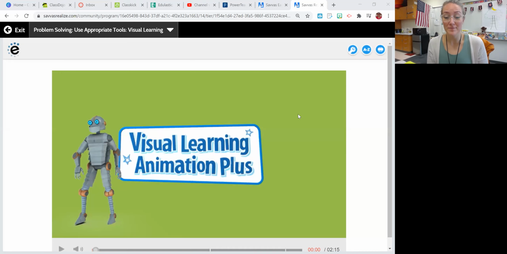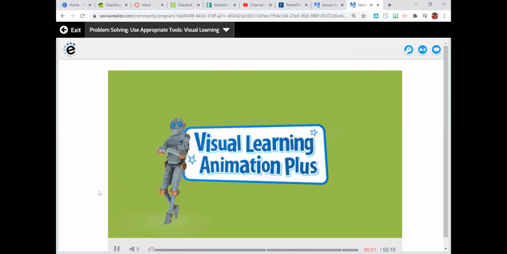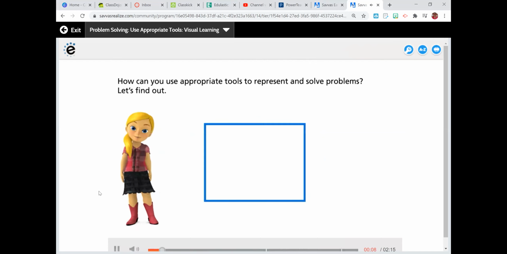Hello, third graders. For math today, we are going to look at using appropriate tools when we're answering word problems. We're going to practice together, and then you'll get a chance to practice on your own. Let's go ahead and begin. How can you use appropriate tools to represent and solve problems? Let's find out.